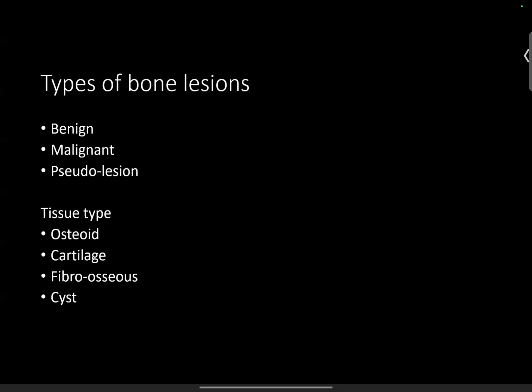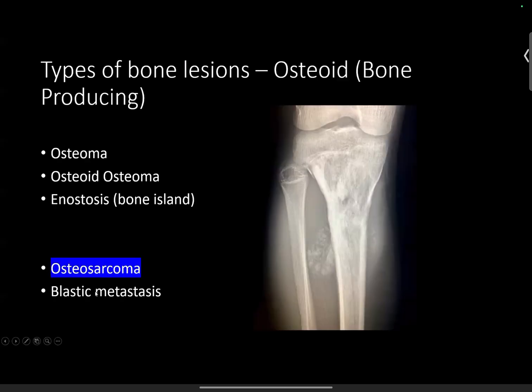So first of all, you have osteoid or bone-producing lesions, right? You have cartilage lesions or chondroid lesions. This general category of fibroosseous lesions and cysts. So let's go through all of those lesions, and we're going to show multiple examples of them. Now, for this part of the talk, you're going to see benign diagnoses up high and malignant diagnoses below. The image on this particular case.